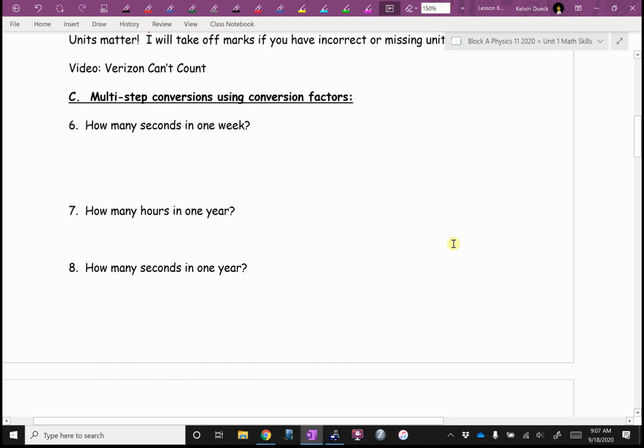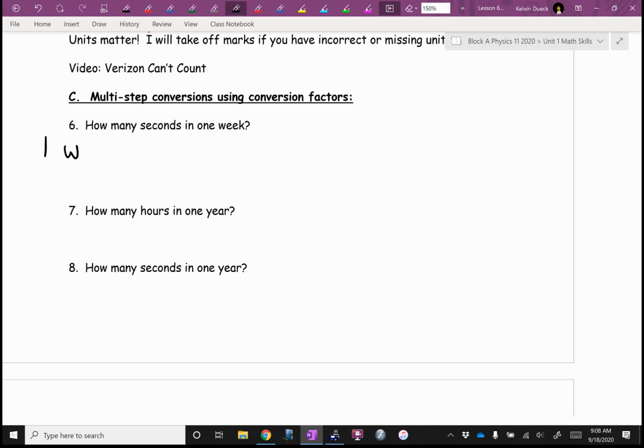Example 6. How many seconds in 1 week? My first question is, does anybody know how many seconds are in 1 week? Because if you know this, you can just write down the answer. No? Okay. How am I going to start this? How did I start every other question that we've done so far? 1 week. I'll use W for week.